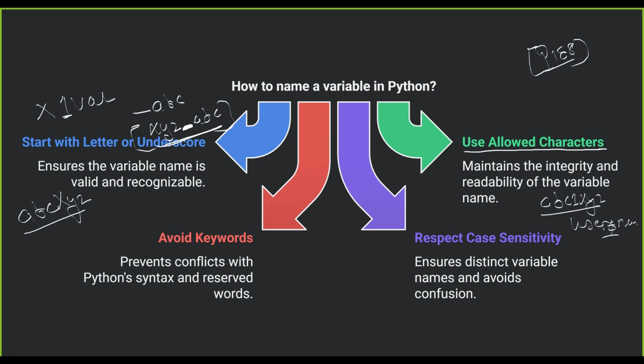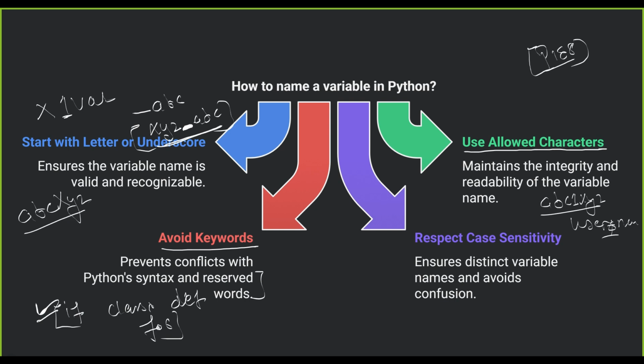Another thing is to avoid keywords. Avoid keywords means whatever standard or reserved keywords Python has, we should not use them. For example, class, def, for: these are reserved keywords. Every programming language has some reserved keywords, and we should not declare variables with them. Why? Otherwise, how will the compiler understand whether this is a variable or we are declaring a function or something else? So we should not use them.